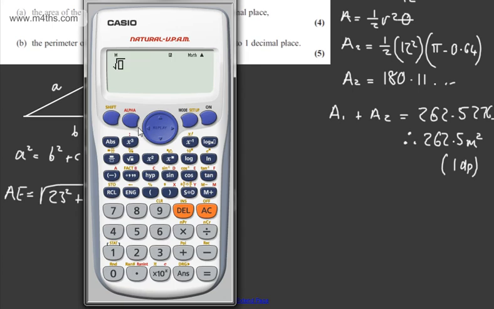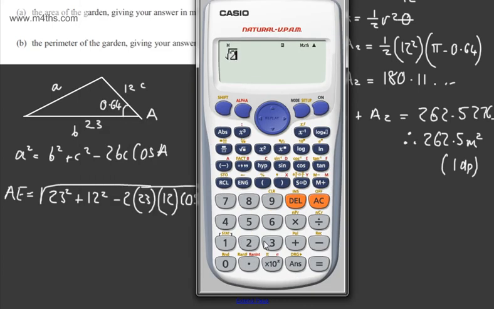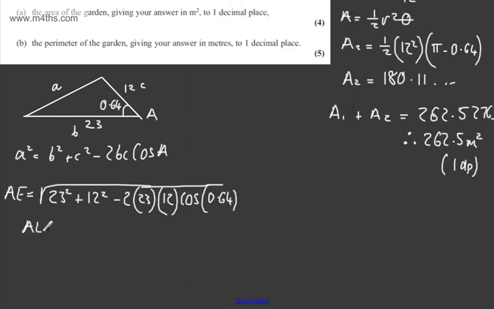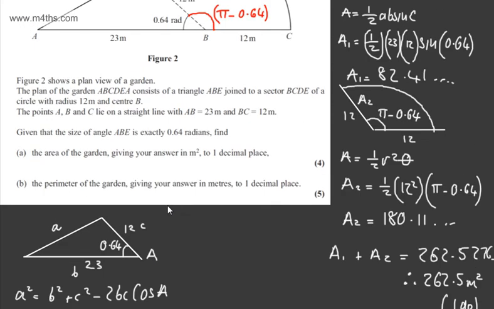So we're going to have now the square root of 23 squared, then we're going to have the 12 squared, then we're going to minus from that 2 times by the 23 times by the 12 times by the cosine of the angle, which is 0.64 radians. So I'm just going to go ahead and work this out, and we end up now with 15.17 and so on and so forth. So AE is going to be now 15.17, and I'm going to store that as A.